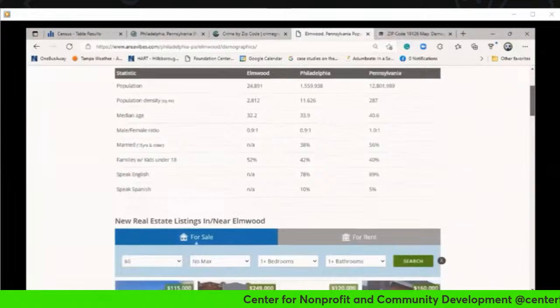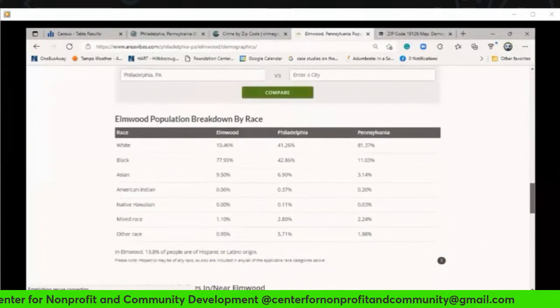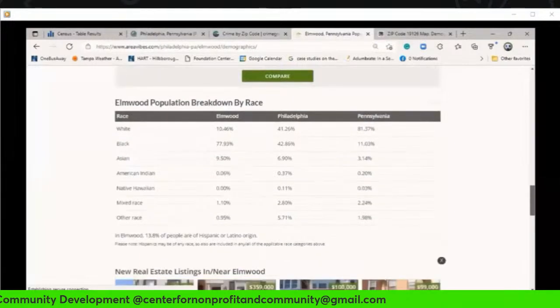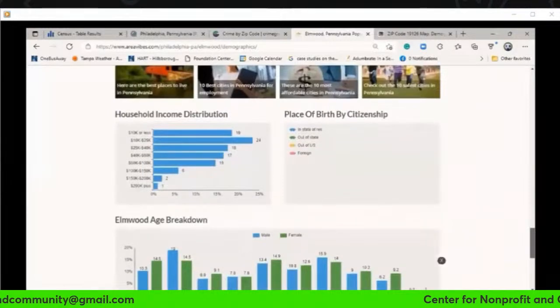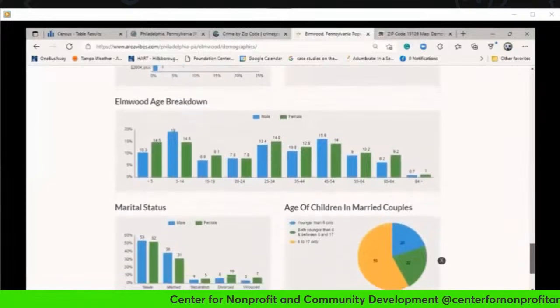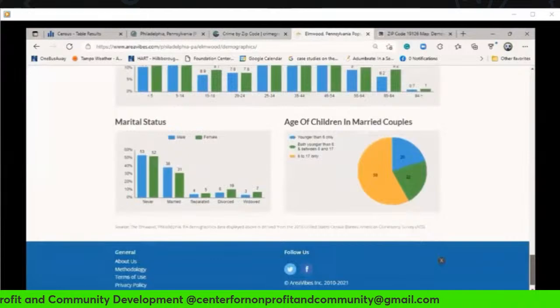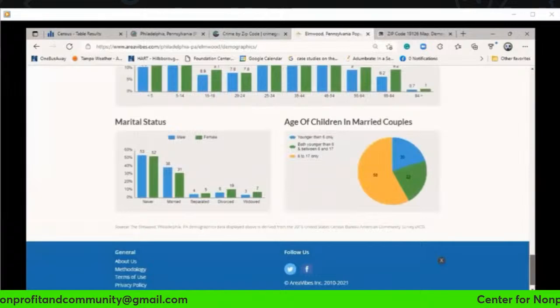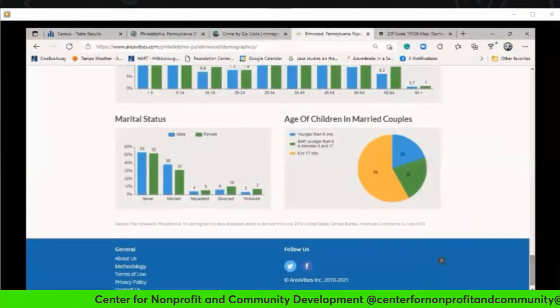We can get information about language, race breakdown, white, black, household income distribution, place of birth, a breakdown in terms of age, and age of children in married couples. I cannot pronounce that word, children's. Always had a problem with that.